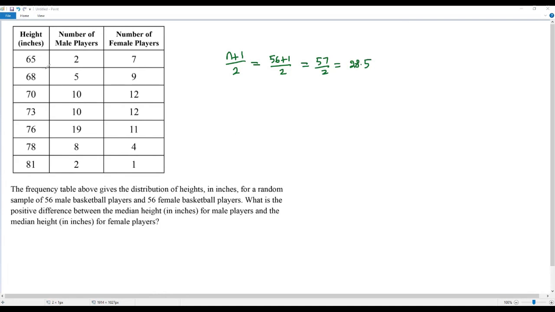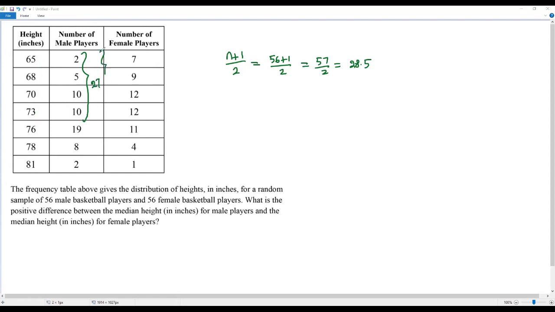Okay, now let's consider the data we have on the table. Already the values, I mean the heights, are arranged from least to greatest. Now let's go to the second column where we get the number of male players. Okay, here we have to identify the 28.5th player. Now let me get the total number of players in the first 4 categories. That is 2 + 5 is 7, 7 + 10 is 17, 17 + 10 is 27. There are 27 players in the first 4 categories.